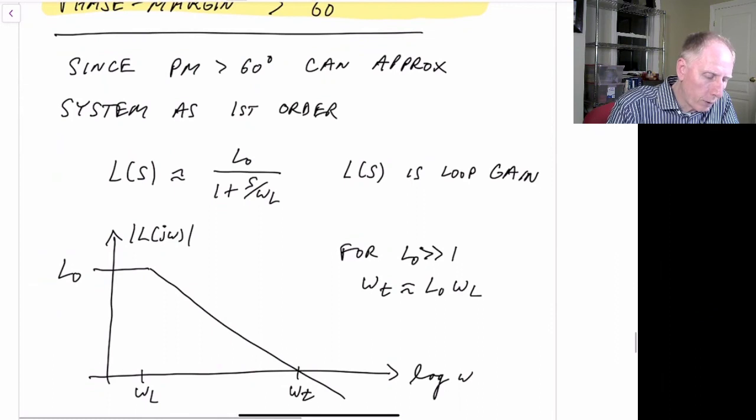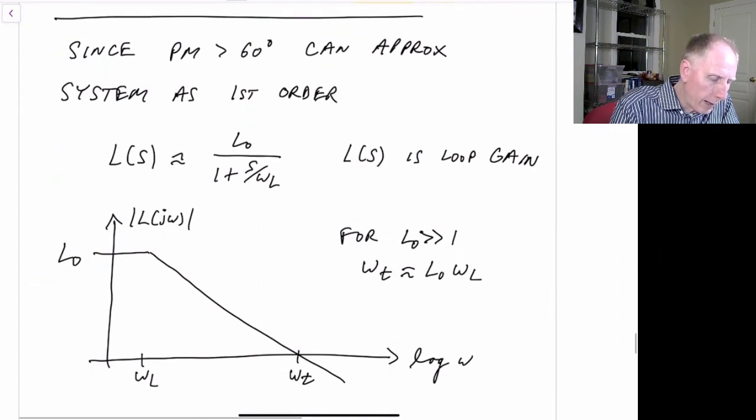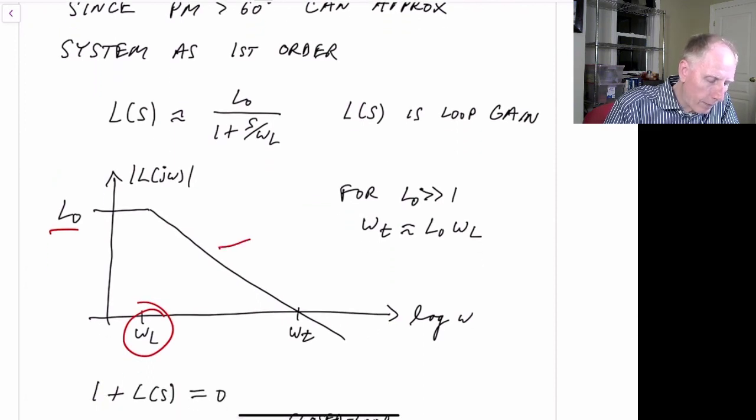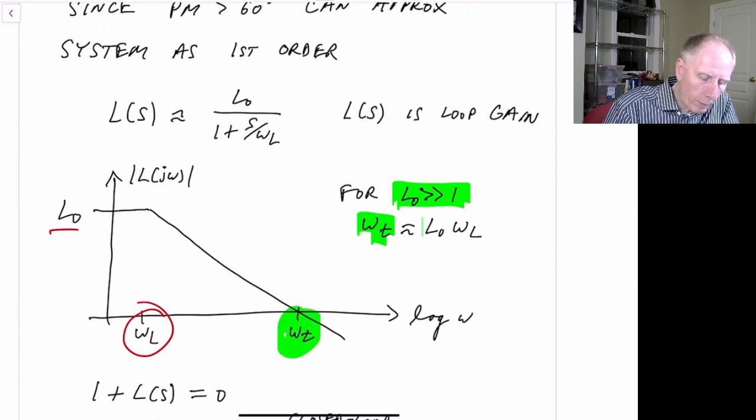where L of S is our loop gain. So we have an L naught, a low frequency pole, and it'll just drop off at minus 20 per decade along this slope here. And we know from before that for the loop gain much greater than 1, the unit gain frequency here, omega t, will be approximately equal to just L naught times omega L. We've seen that a number of times before.